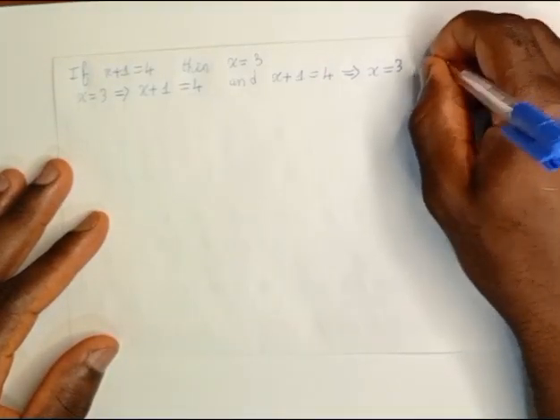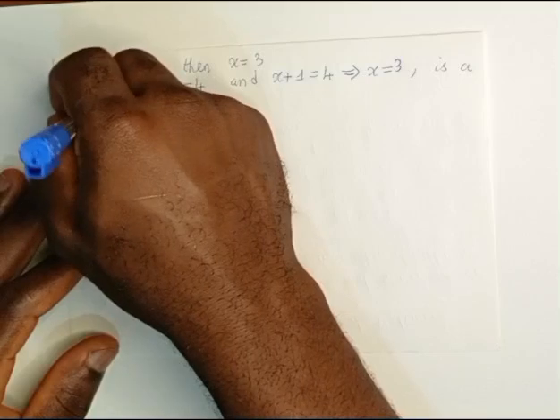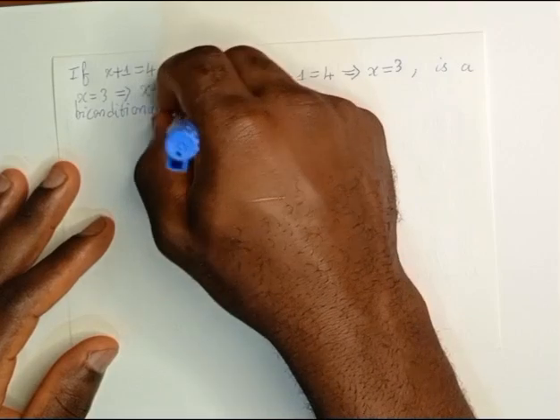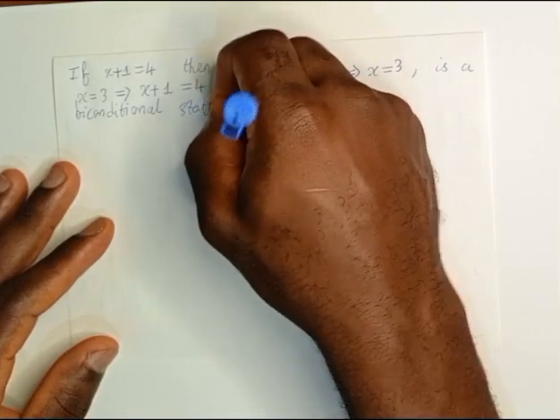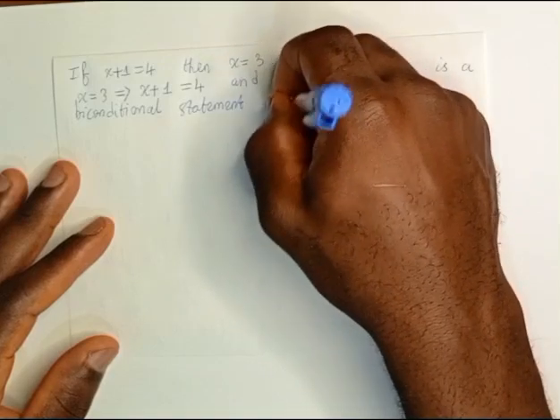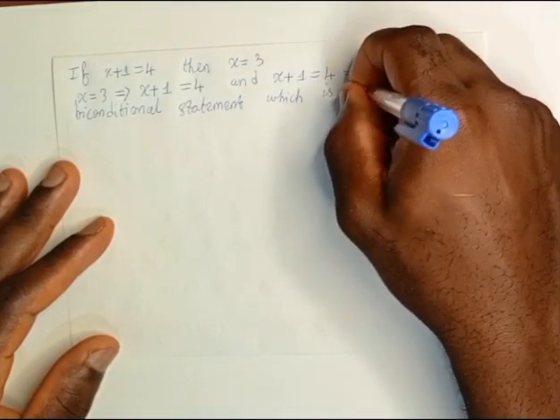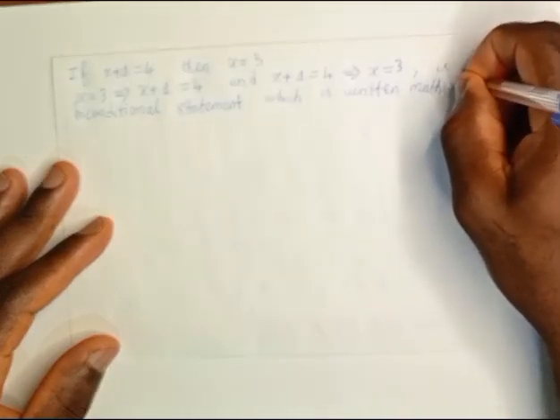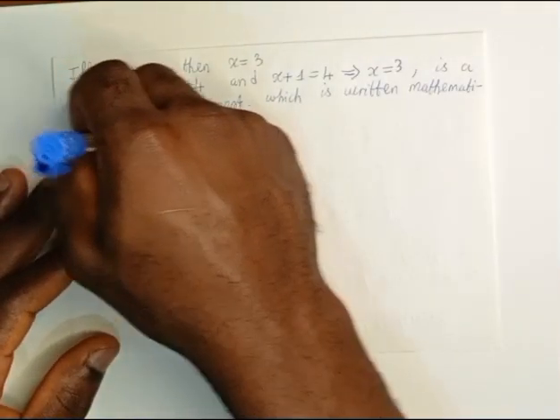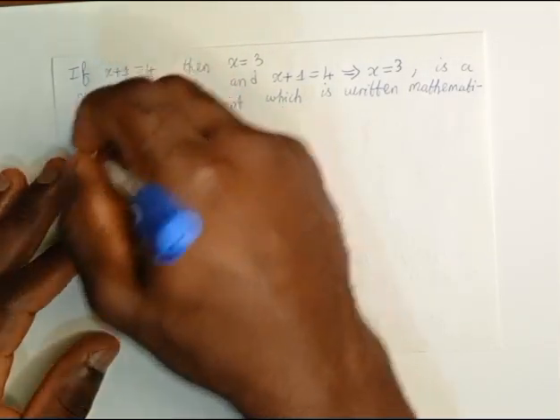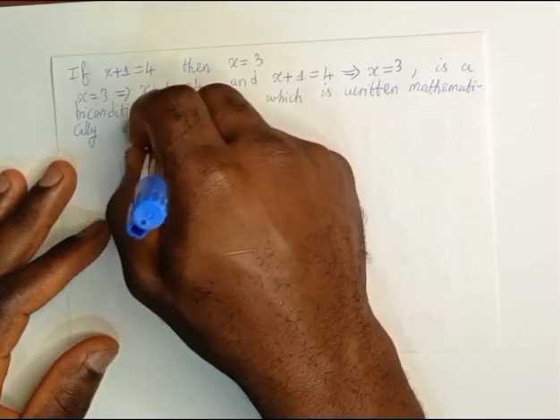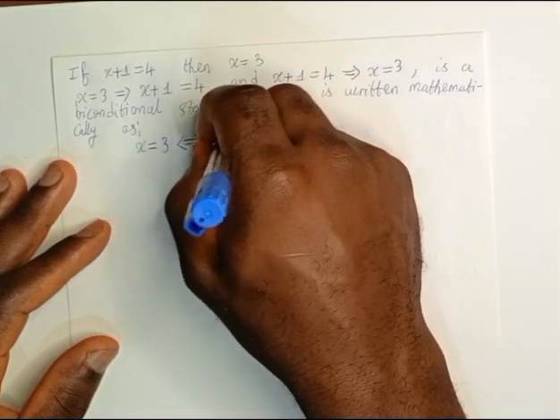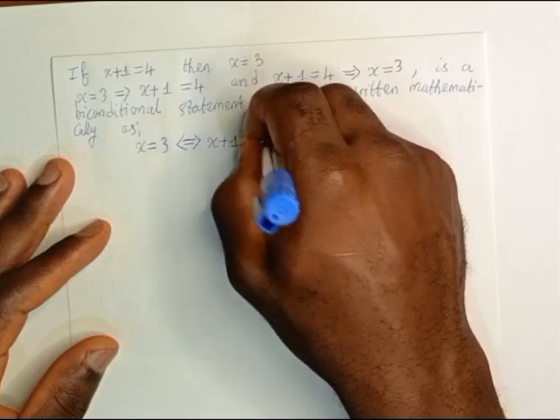Such a statement is a biconditional statement, which is written mathematically as, this is how we write it, x is equal to 3 if and only if x plus 1 is equal to 4.